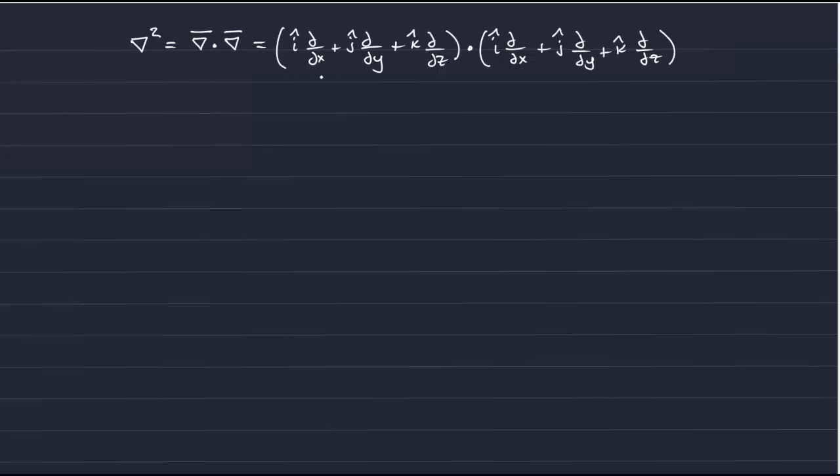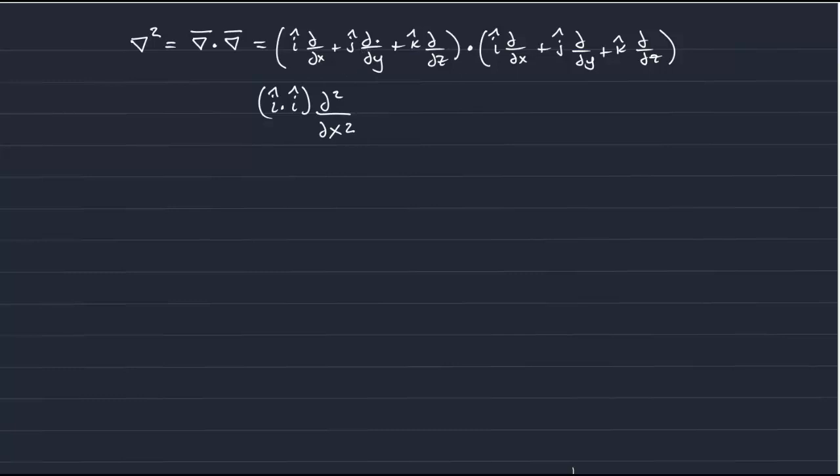And again, we would apply i hat d/dx with every term in the second parentheses. But when we take the dot product of i hat with j hat and k hat, those terms are 0. So the only term that's left is when we take the dot product of i hat with i hat. So we have i hat dotted with i hat, and we have the second derivative with respect to x.